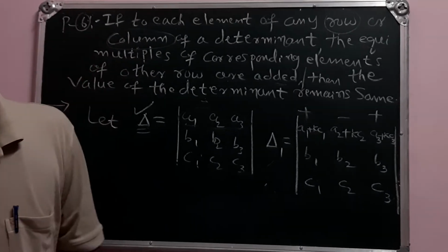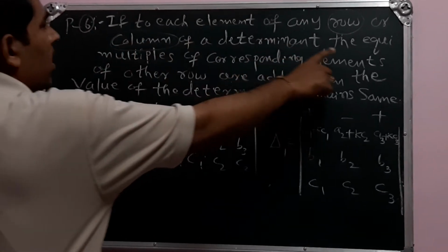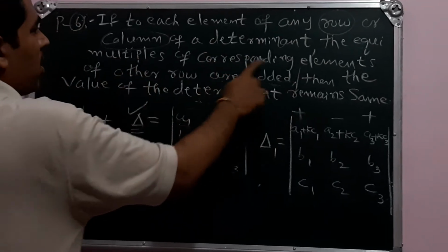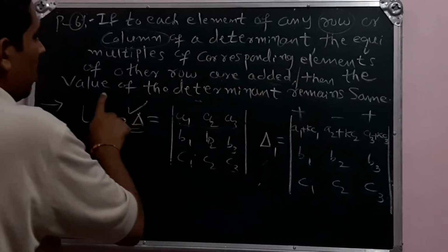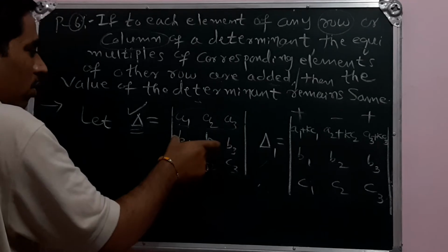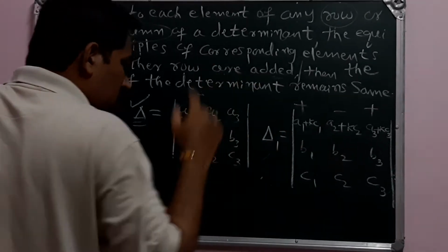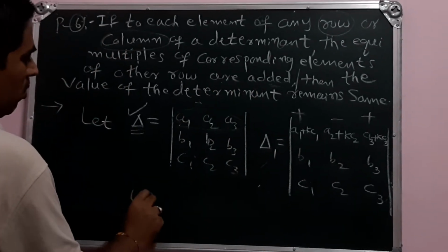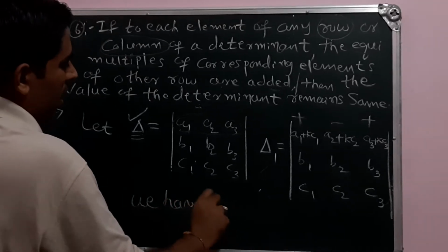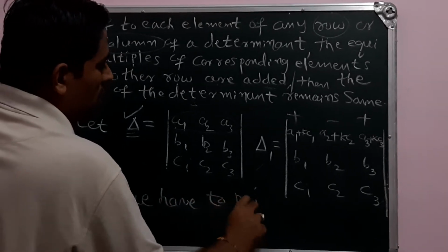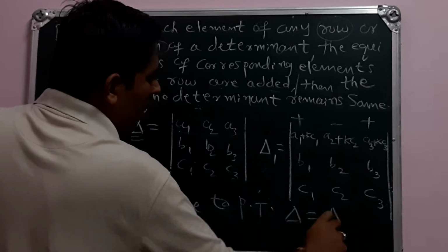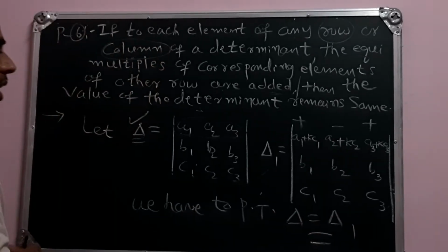Okay, let me read the statement here. If equi-multiples of corresponding elements of another row are added, then the value of the determinant remains the same. So the value of this determinant is equal to the value of this determinant. Delta is equal to delta 1. So what we have to prove here, as I told earlier, is that delta is equal to delta 1.